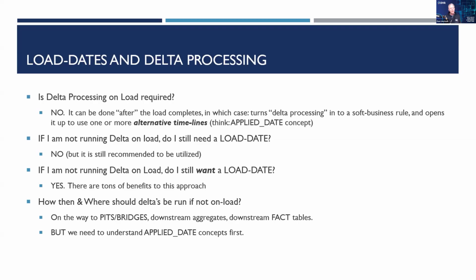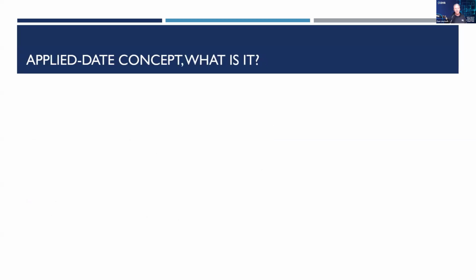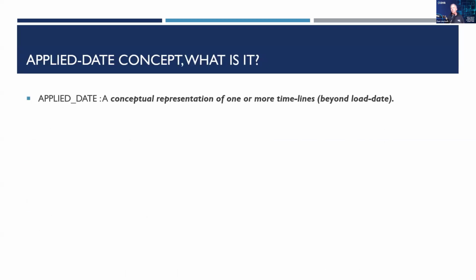So on the way to PITs and bridges or peanut butter tables, downstream aggregates, you can do it. And a delta for one business unit might be a different delta for a different business unit based on the same data set sitting in your staging table. Now we use this as a persistent stage. This builds on what Kent just presented, the idea that you have a persistent staging area embellished with Data Vault system fields and Data Vault processes and so on. But you need to understand the applied date concept. So we'll try to finish this up.